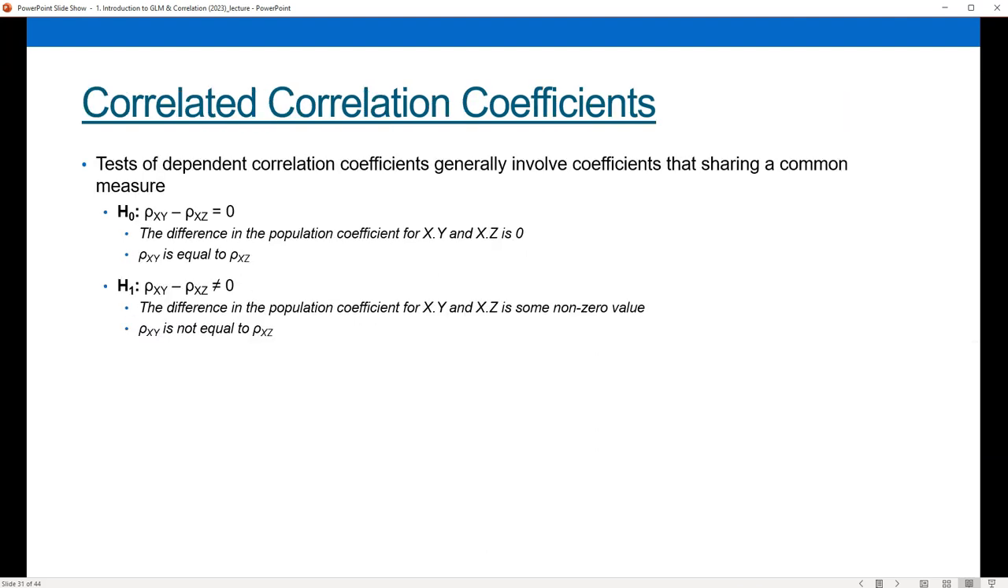Another thing we can do, and this is maybe the thing that comes up more often than not, particularly with measurement types of things, is run tests of correlated correlation coefficients. In this situation, what we typically want to do is, within a single sample, look at whether two correlations are similar that involve some common measure.